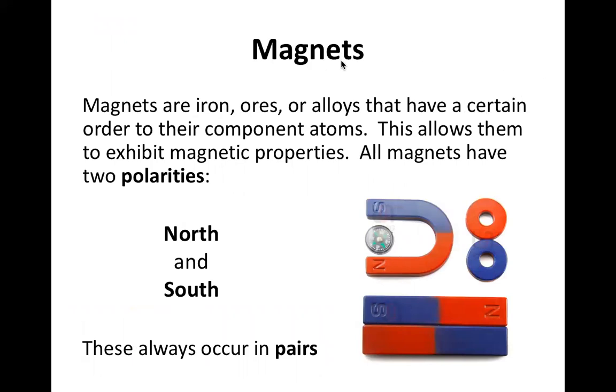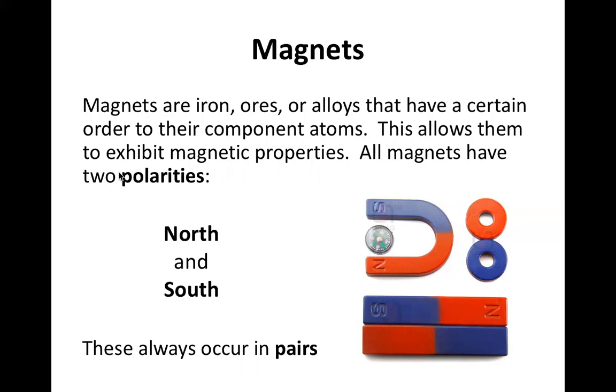Okay, so for magnets. Magnets are iron ores or alloys that have a certain order to their component atoms. This allows them to exhibit magnetic properties. All magnets have 2 polarities, north and south, and they always occur in pairs. I should mention that iron is an element in particular whose atomic dipoles or magnetic domains are easily aligned. And we're going to talk about magnetic domains in a moment.